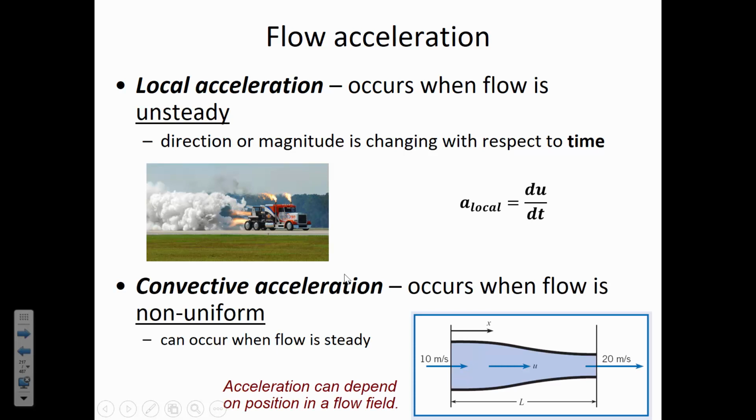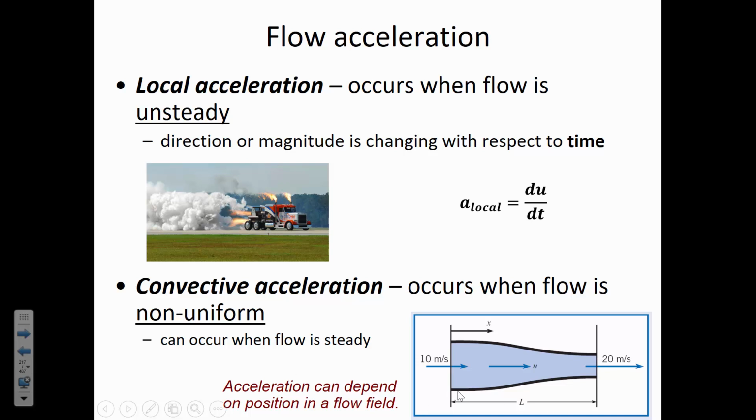In contrast to that, convective acceleration occurs when the conditions are non-uniform. Time has nothing to do with it. The magnitude of the velocity isn't changing over time. What's changing is the magnitude of the velocity with respect to position.